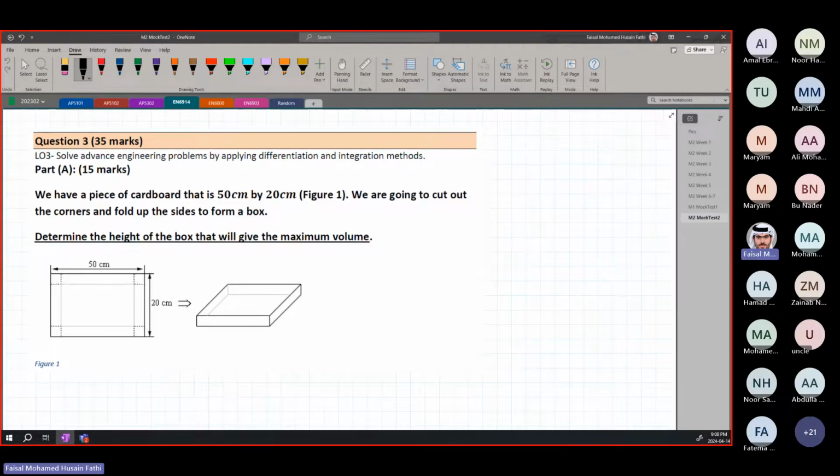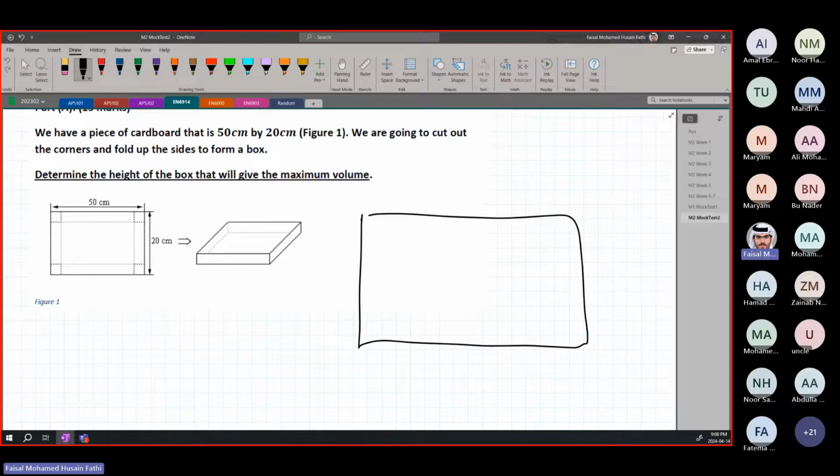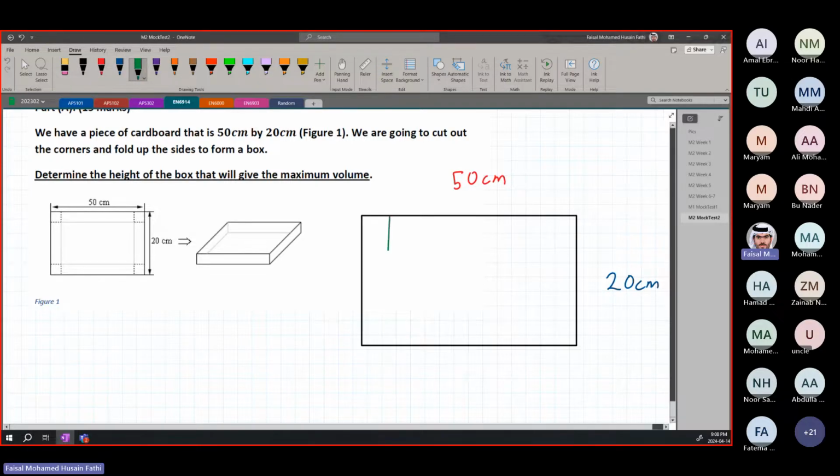You know what? Let me just redraw it again. Fair. We have a cardboard box. Then we know that the top is 50 centimeters and the side is 20 centimeters. Then we want to cut out a box so we can fold it up. So we're going to be making cuts over here, a cut over here.